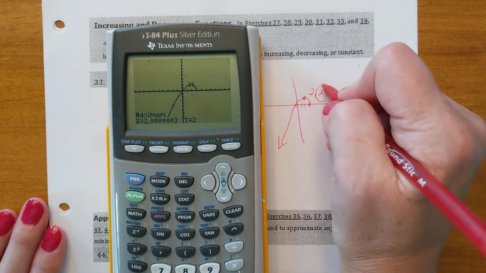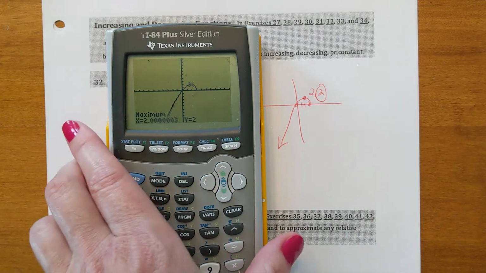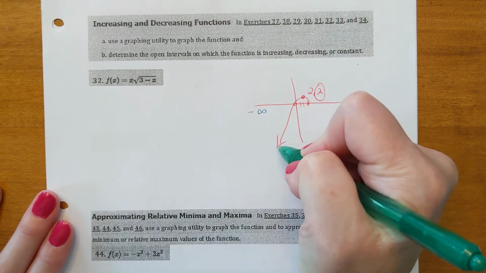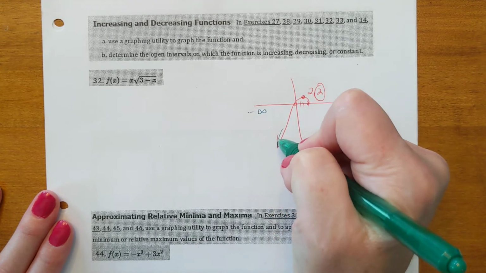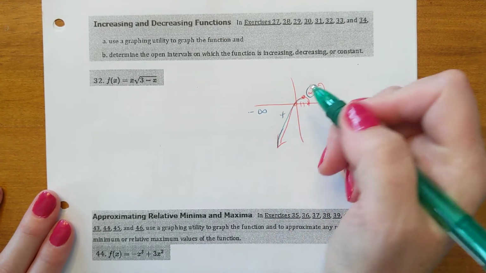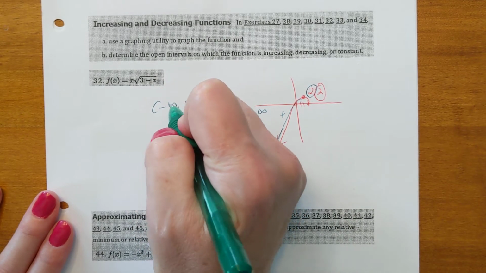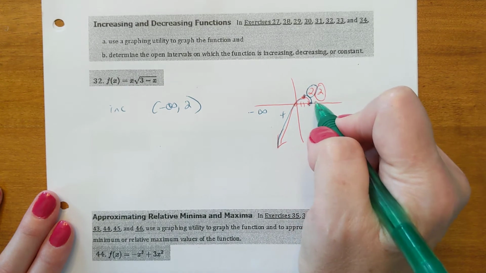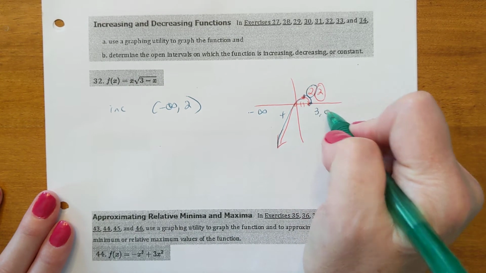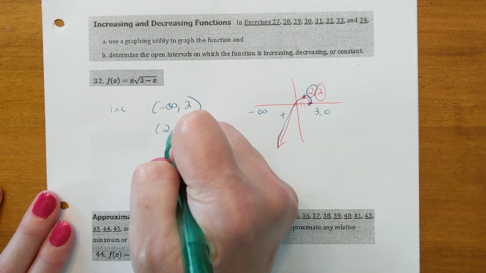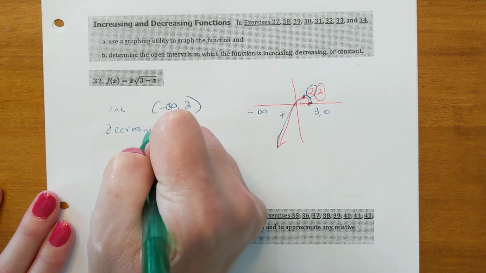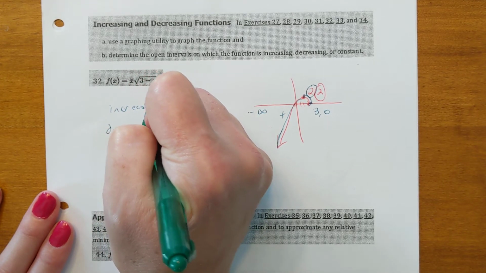So the max value technically is 2, but that's where the max is at. So again, going left to right, you're coming in from negative infinity on the x's. It's coming up to the number 2, and it was positive. So negative infinity to 2, it's increasing. And then from 2 to 3, it is decreasing, because it was going downhill.